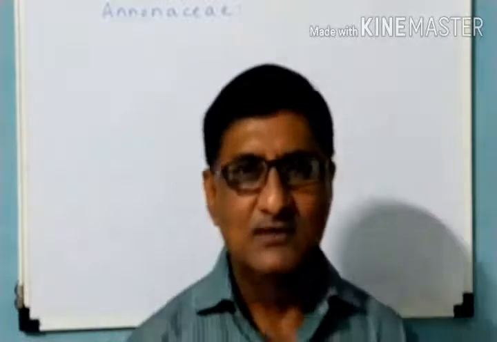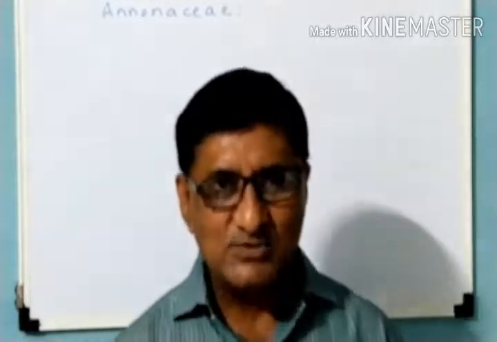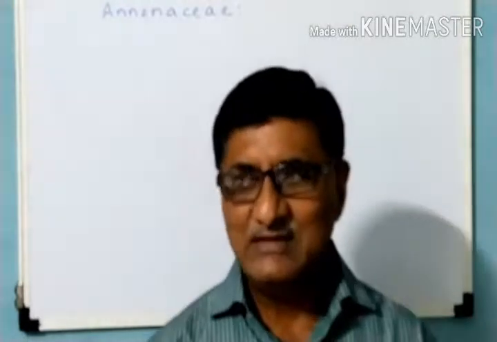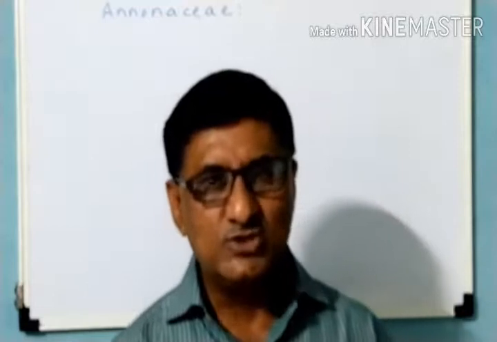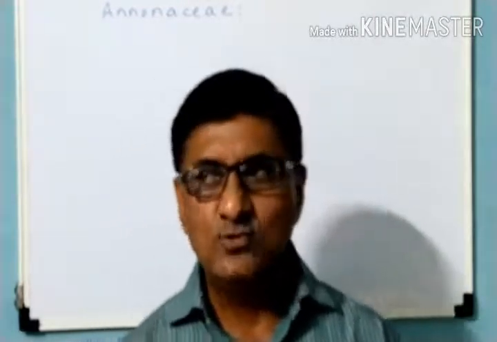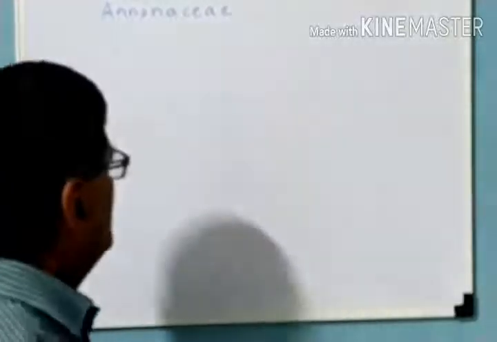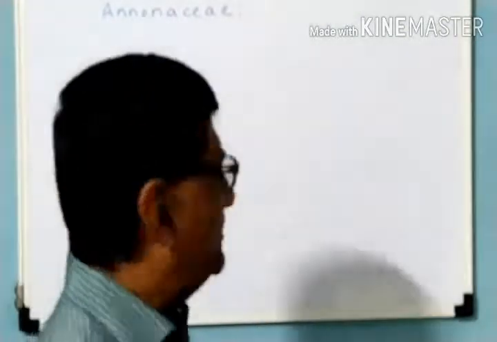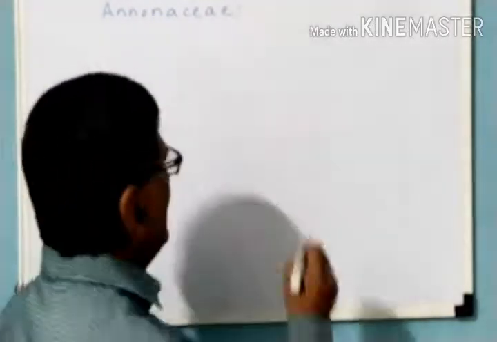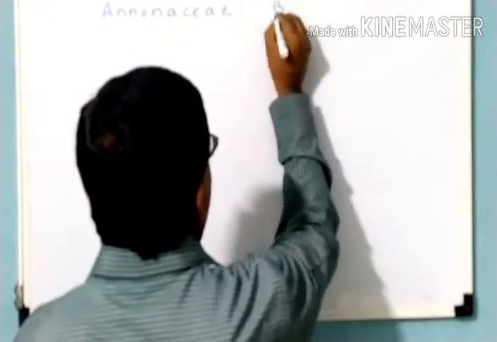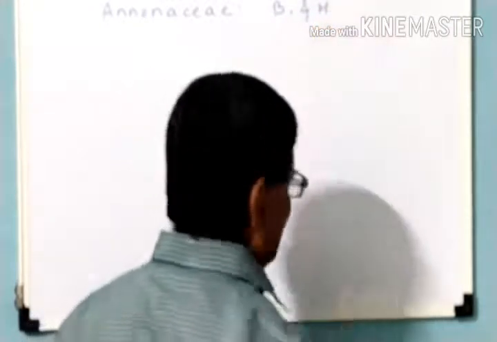And lastly, we have to see the economically important plants belonging to that family, their botanical names and their economic importance. So these 5 points we have to complete for each and every family. Today's family is the study of family Annonaceae, and the systematic position or classification we want to learn according to the Bentham and Hooker system of plant classification.